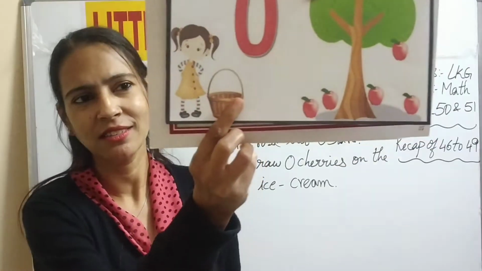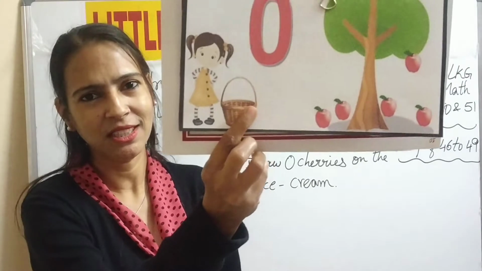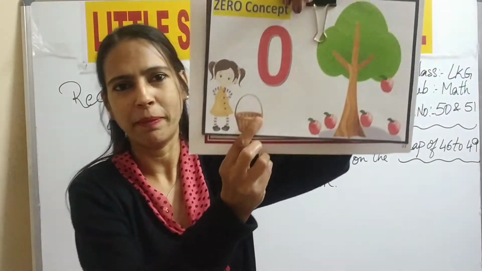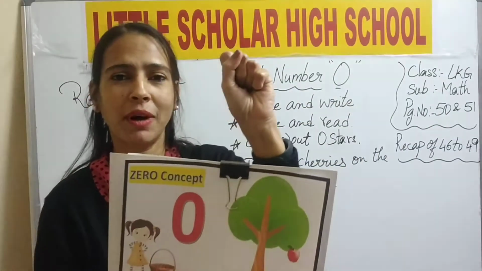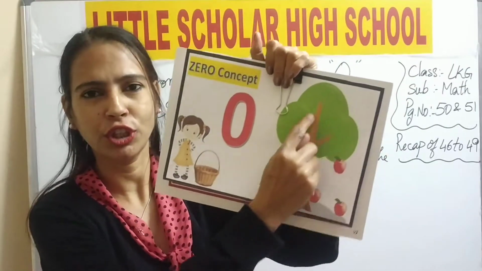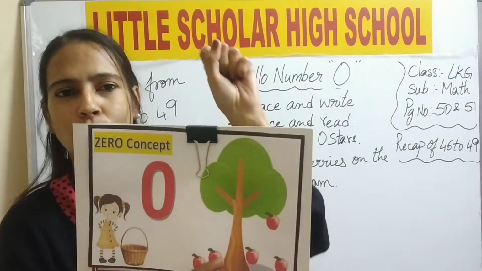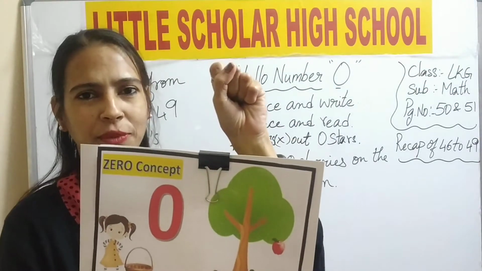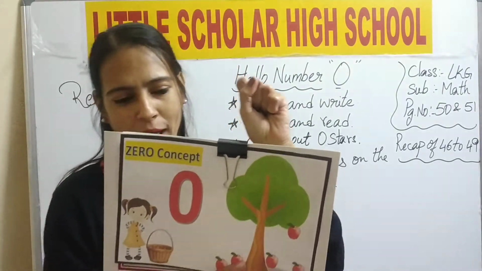So the same thing when we did here, we have seen here in the basket, do we have anything? Do we have anything in the basket? No, right? So the basket is 0. Now, do we have any apples on the tree? No. So it is 0 apples. What it is? 0 apples.